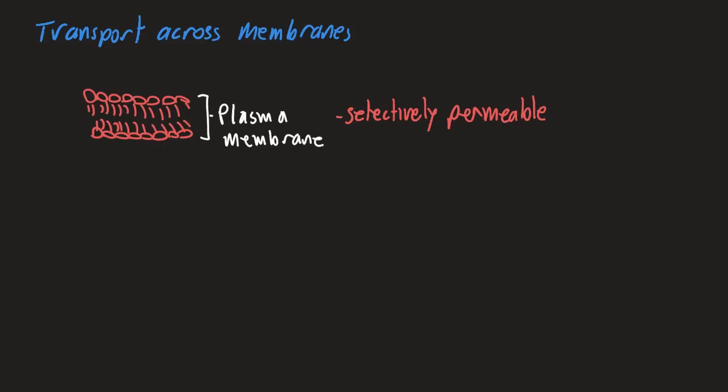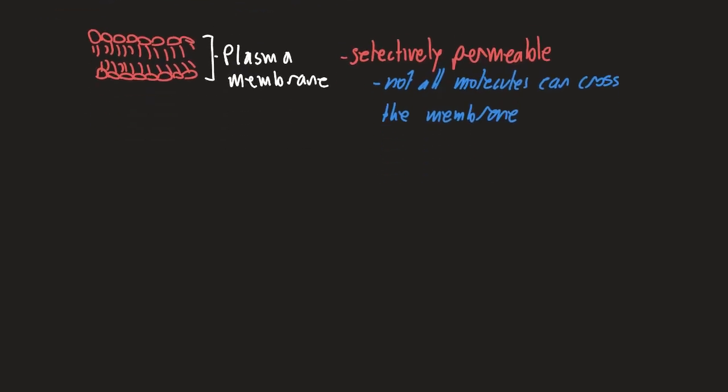Being selectively permeable means that not everything is able to cross the membrane. And it's actually really helpful for a cell to have a semi-permeable, selectively permeable membrane to be able to control what goes in and out of the cell. That's one of the most important things that the cell membrane does: it controls what goes in and out of the cell. And it does that in a number of different ways.